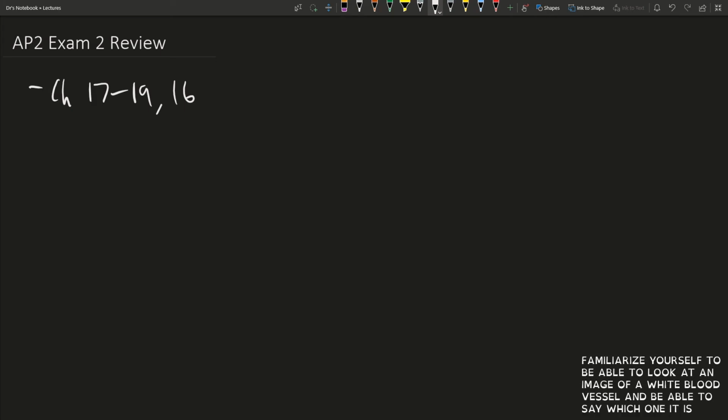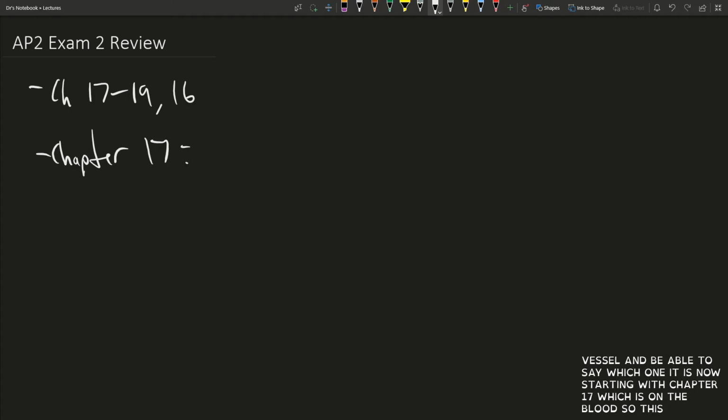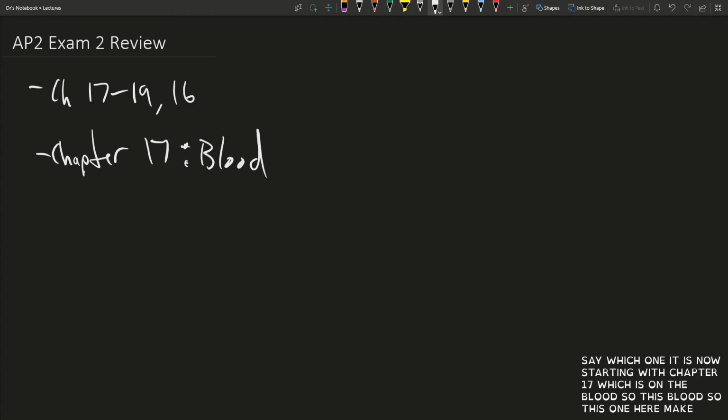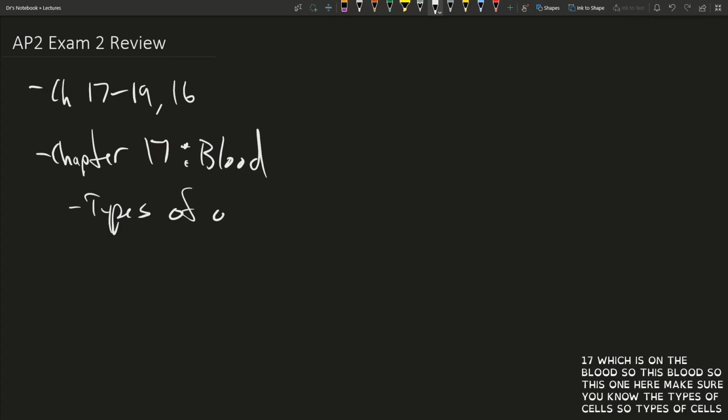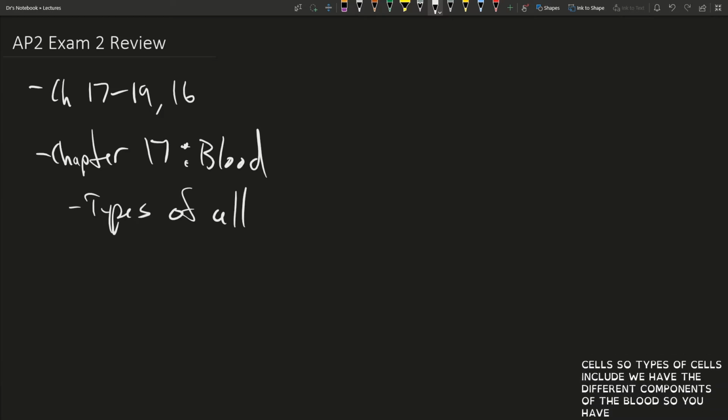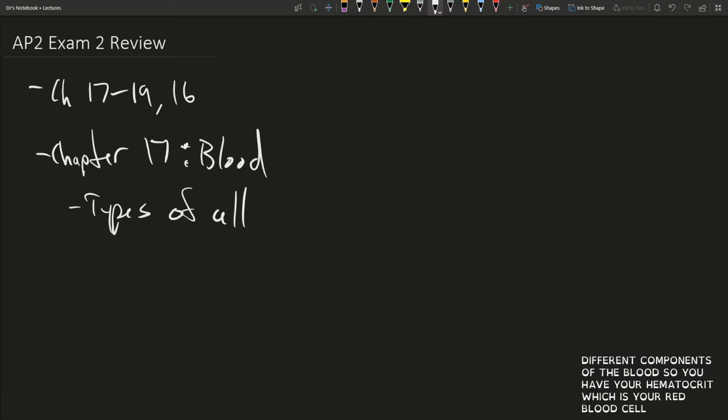All right, let's go through this review session now, starting with chapter 17, which is on the blood. Make sure you know the types of cells, the different components of the blood. You have your hematocrit, which is your red blood cells, which are made up of the protein hemoglobin. Remember, each hemoglobin can carry 4 oxygens.